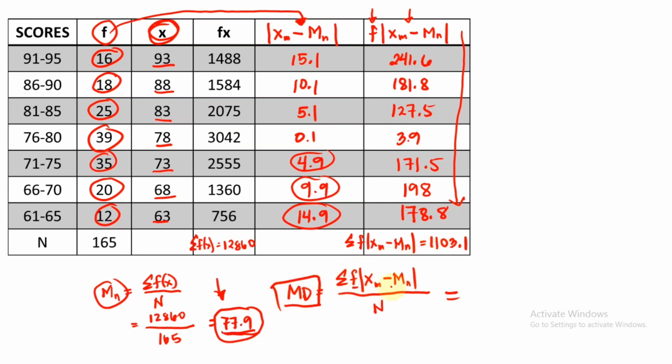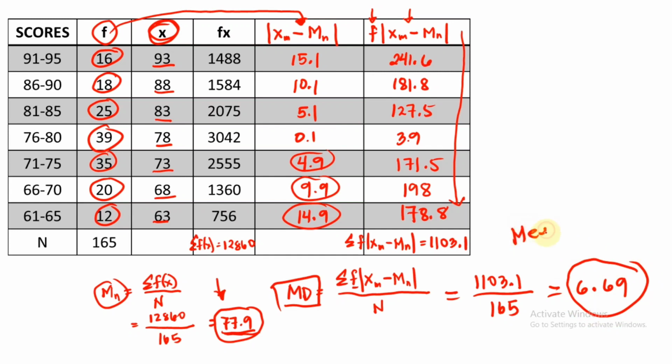So total sum of this formula is 1,103.1 over the value of n is 165. So i-divide natin yan, ang result is 6.69. So ito na yung value ng mean deviation. Okay, that is the value of the mean deviation.